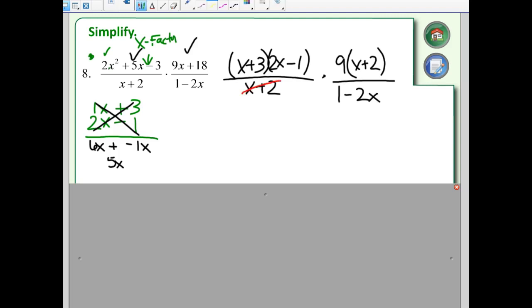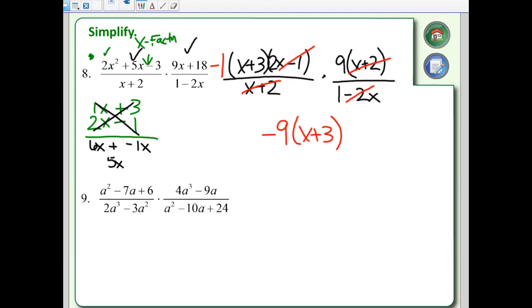Well, that x plus 2 is gone. Yes, did you realize that this and this are opposites? So we're going to have that negative 1 thing going on. So what's left in my numerator? Well, I'd bring my negative sign down, and then we've got a 9, and then we've got x plus 3. Great job. Good detectives. Good eyes.